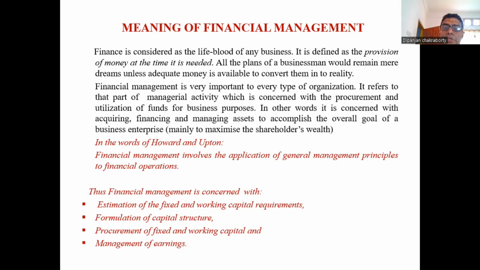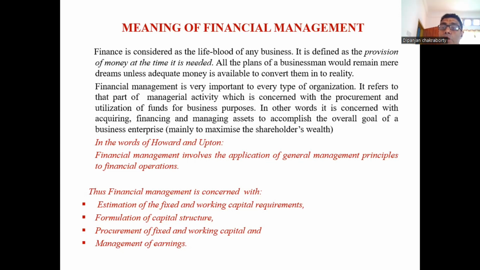Financial management is very important to every type of business organization. It refers to that part of managerial activity which is concerned with the procurement and the utilization of funds for business purpose. That means in financial management, two things are very important: procurement of funds and utilization of funds, and that is financial management. In other words, it is concerned with acquiring, financing, and managing assets to accomplish the overall goal of a business enterprise.